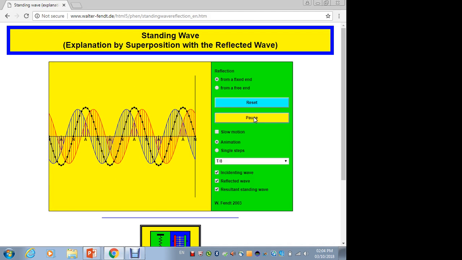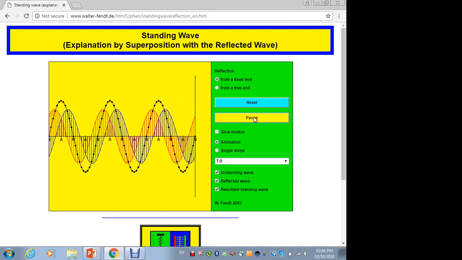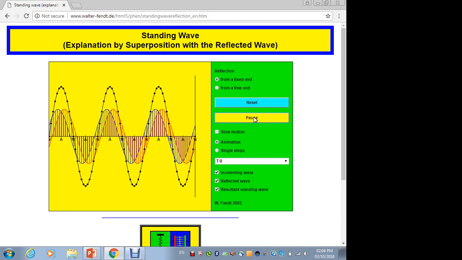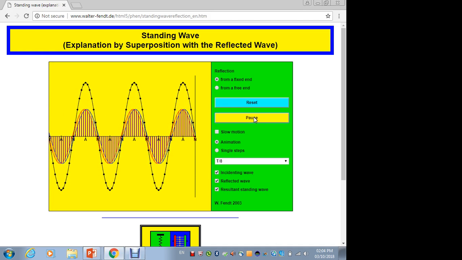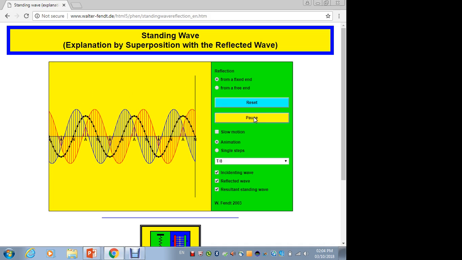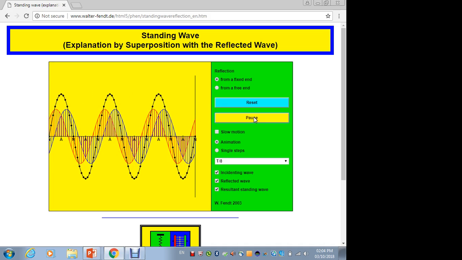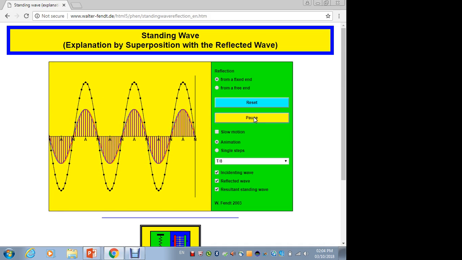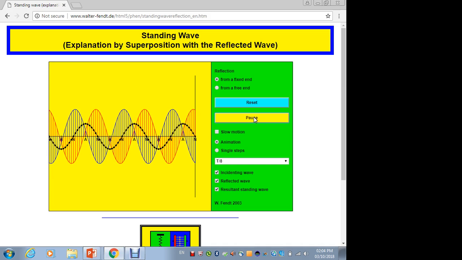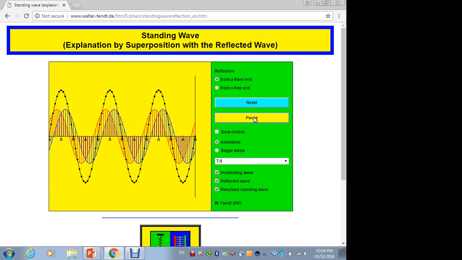So as you can see here, a resultant wave is not formed immediately. Most of the time, because the speed of sound and light is so fast, to us it's immediate. So this one is purposely slowed down so that you can see. To form a standing wave, you need an incoming wave to overlap with another wave traveling in the opposite direction. And the waves must be identical, so that they have the same amplitude and same frequency.